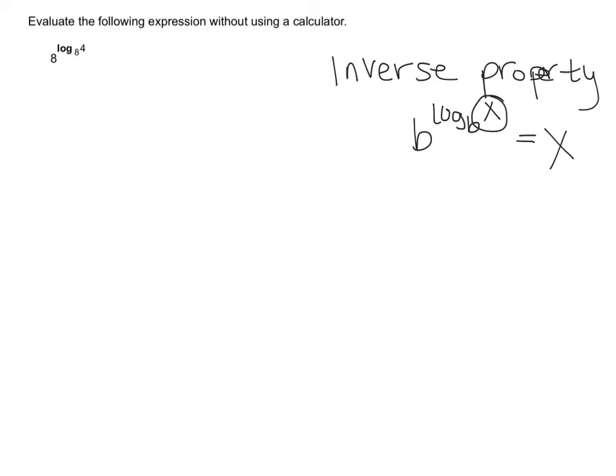So in this case, we have a base of 8, and the log also has a base of 8. So our answer is what I'm taking the log of, which is 4. So my answer is 4.